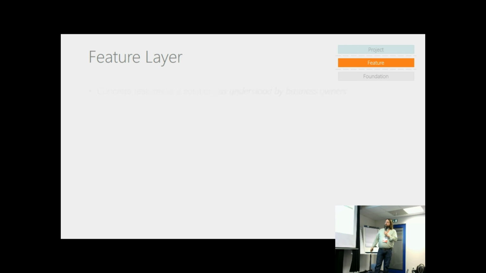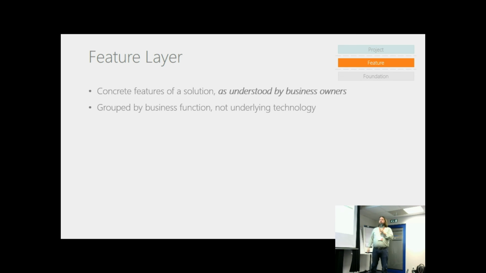So moving on to the feature layer, this is where we create concrete features of a solution as defined by the business. So this is where we group together projects and modules by function. It's not by technology, but by business function. You're not creating features or modules about how to access SQL Server or how to access databases or whatever. That's not how you're grouping it. You're grouping it by business function.